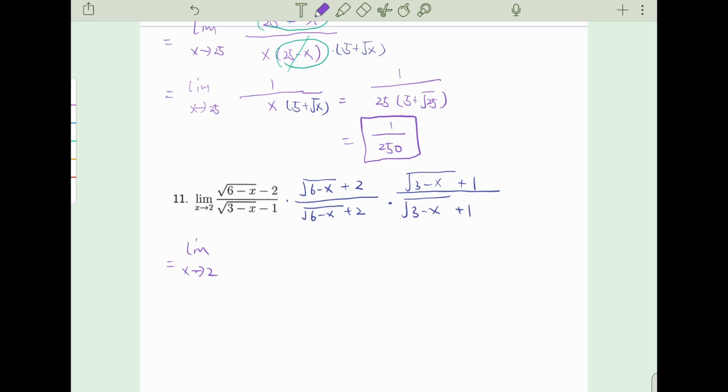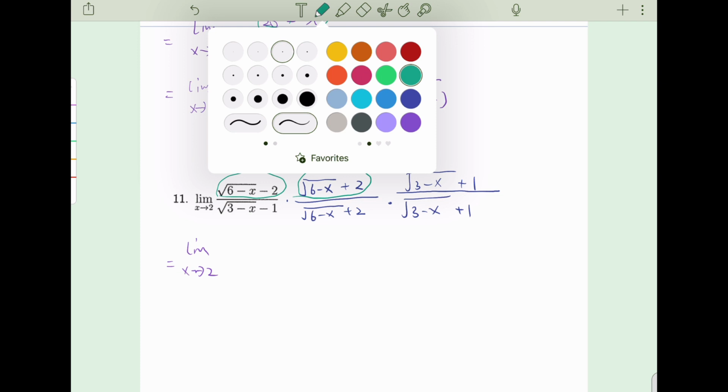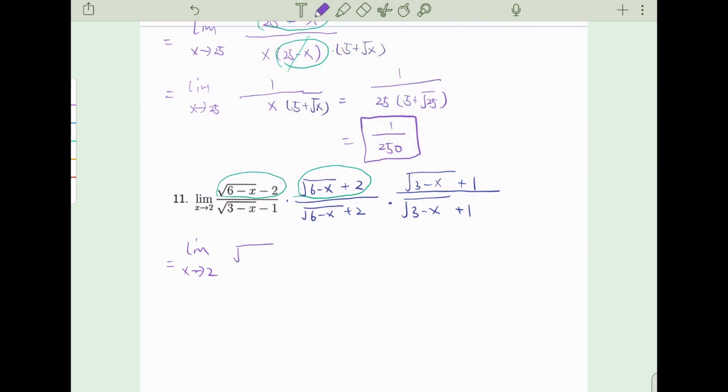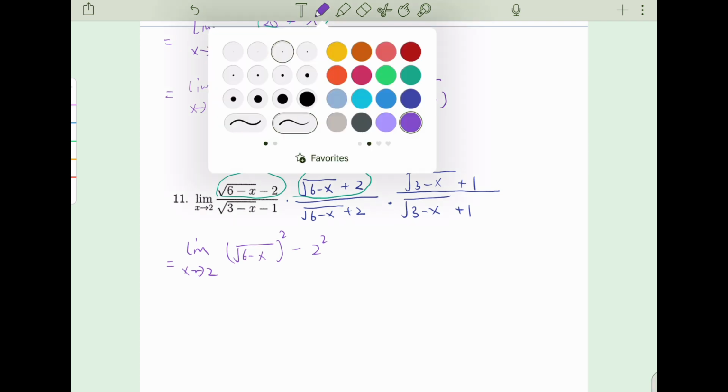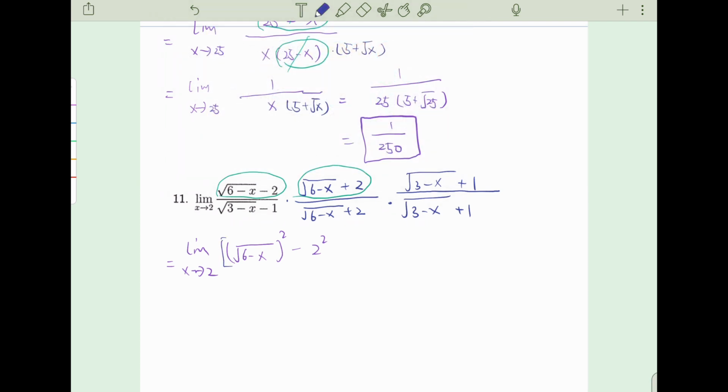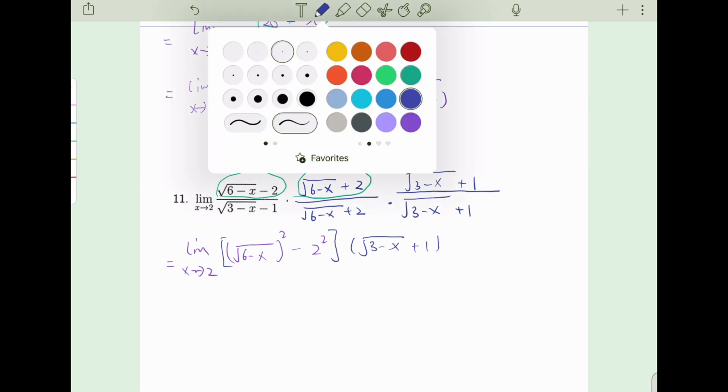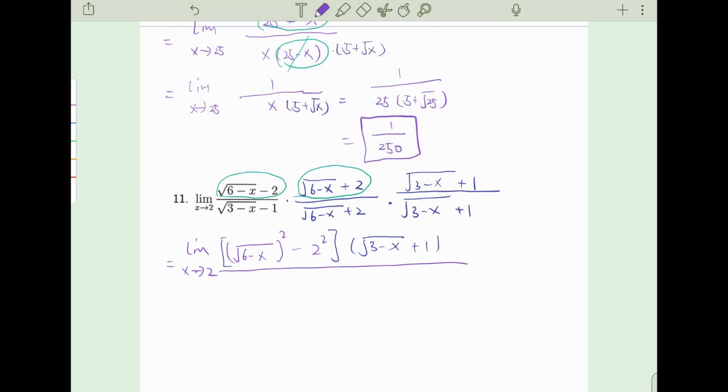So now I can turn my top into just combining these two into this thing square minus this thing square, right? And don't forget to multiply with the other guy. That is this 3 minus x square root plus 1. That is my top. And my bottom, I'm gonna multiply this and this to get rid of the square root first.